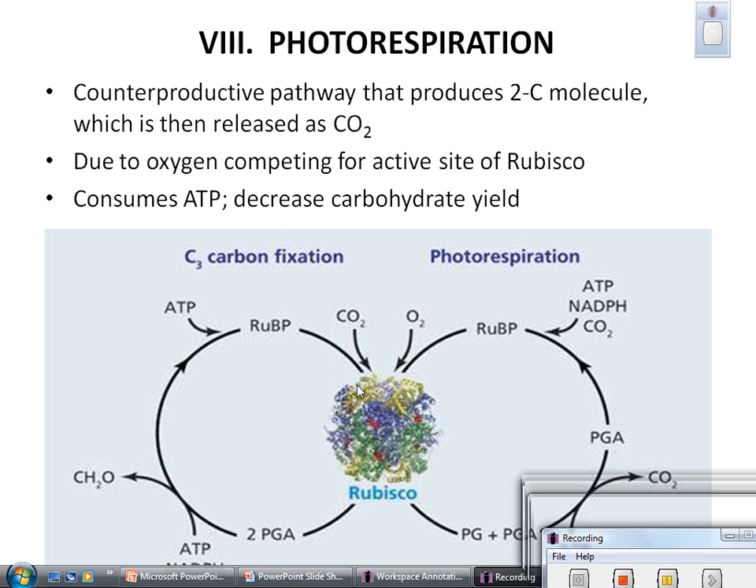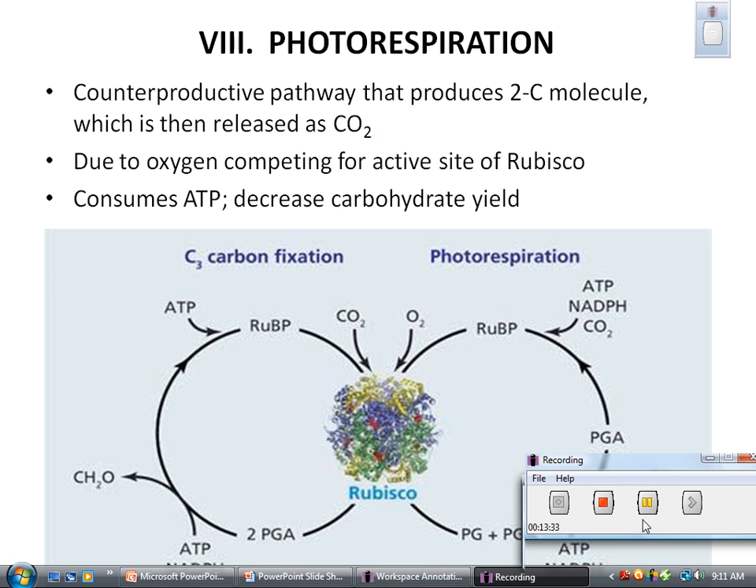And one more time, just to show you in the chart, they take oxygen as opposed to carbon dioxide, which is highly present in the leaves, and use that to assemble a 2-carbon compound, which is then broken down by peroxisomes and mitochondria, using a little bit of energy and releasing some carbon dioxide. So it decreases the energy output and decreases the carbon yield, so we're making less and less sugar.